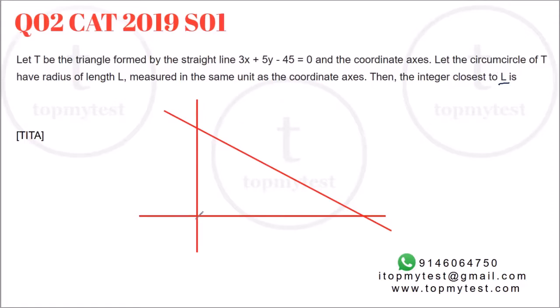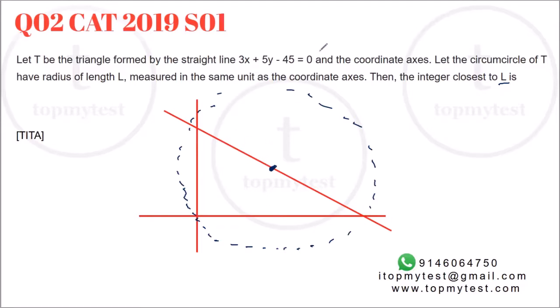Now, this is a right angle triangle. What does the circumcircle of a right angle triangle do? The circumcenter would be the midpoint of the hypotenuse, and the circumcircle will pass through like this. So something like this. I need the radius. Radius is basically half the hypotenuse. Basically I need to find the hypotenuse.